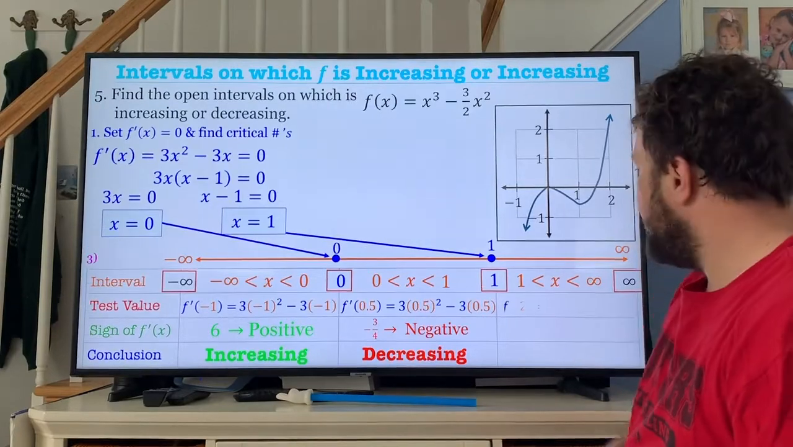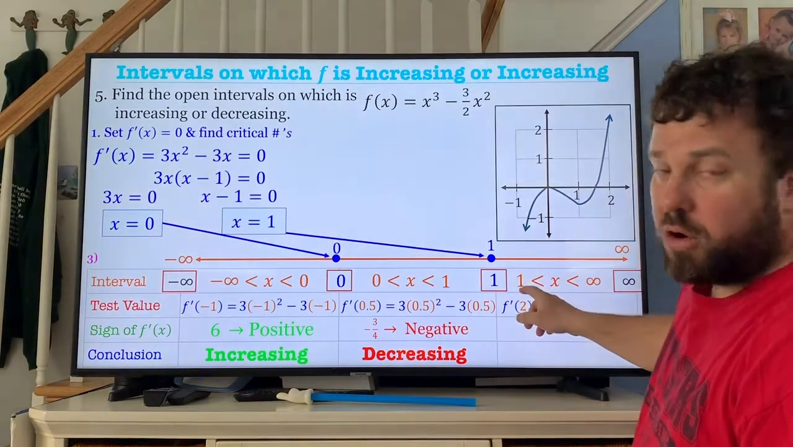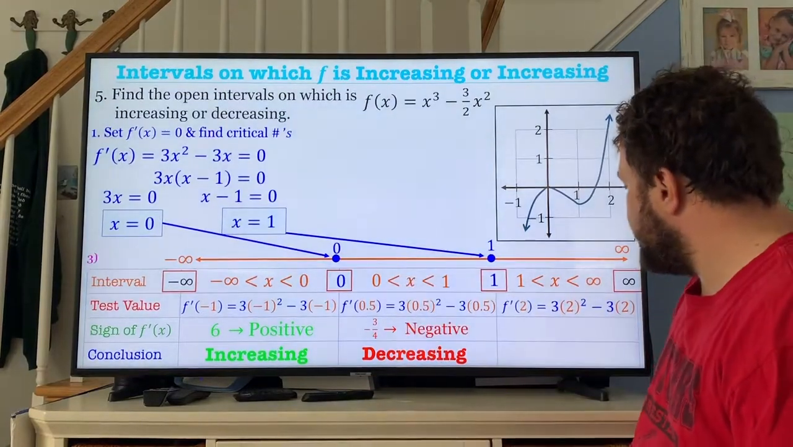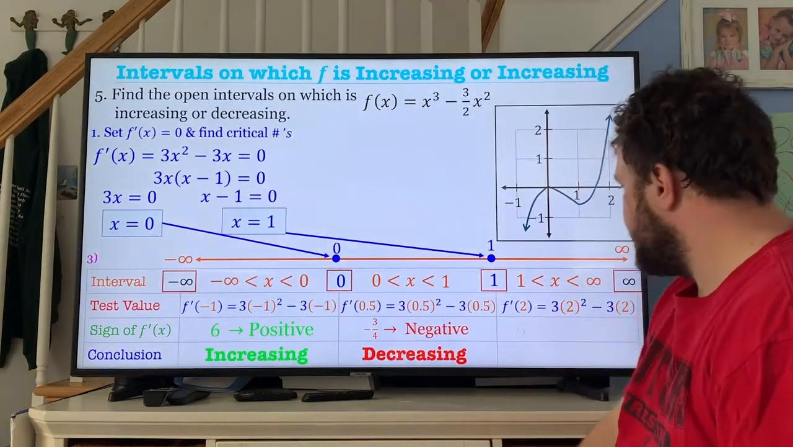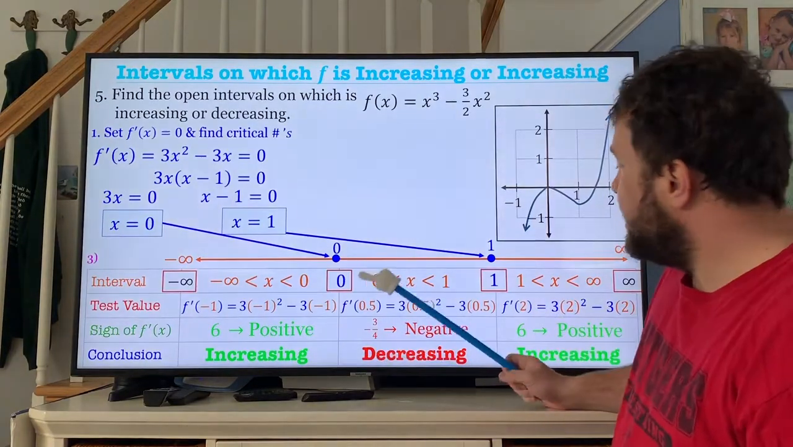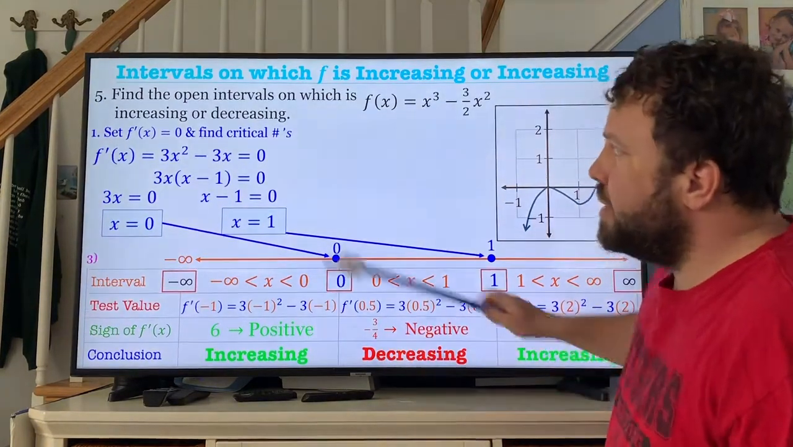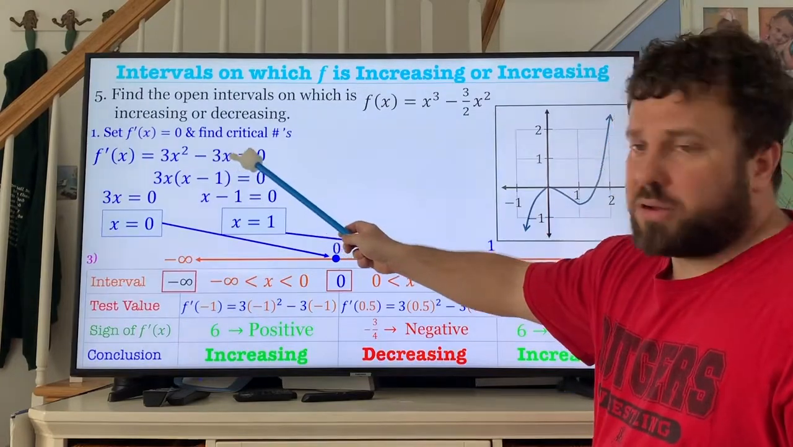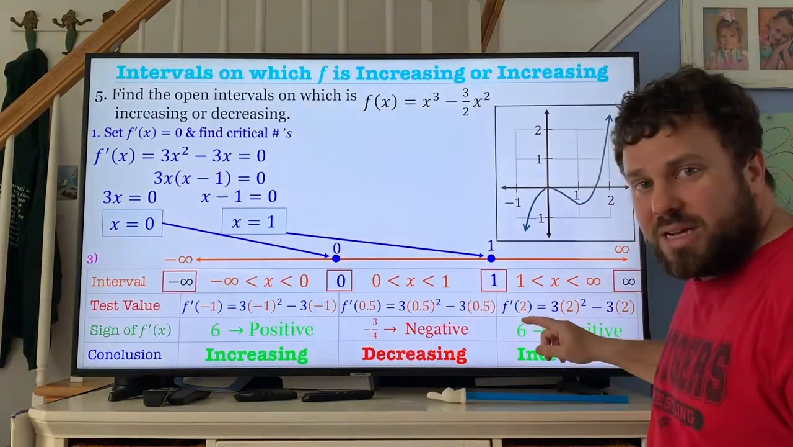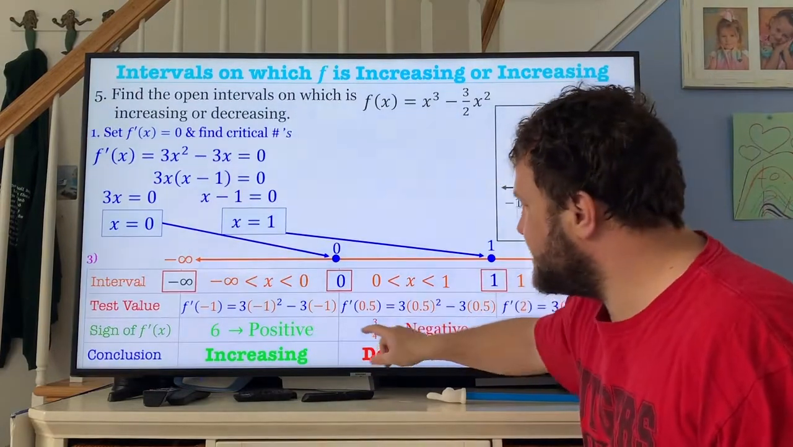You'll get the answer. I tell you to pick numbers that are small, so closest to this one is 2. 3 times 2 squared, 3 times 4 minus 3 times 2 is 6. You get 6 again. That's a positive number and it's increasing. Say I pick 10. 300 minus 30 is 270. It's positive. The number itself doesn't matter. All that matters is the sign.